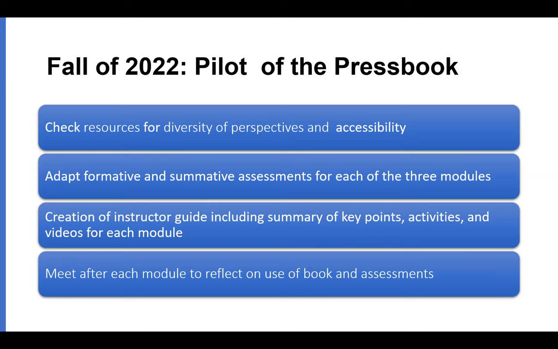There are three modules in this course and then a closing module. We really wanted to adapt the formative and summative assessments in each of those modules to align more closely with the textbook. We also created an instructor guide that included a summary of key points, the activities, including the H5P activities like the one you just tried, and videos for each module. And then as instructors, we met at the end of each module to reflect on how things were going. So I'm going to tell you a little bit more about the fall.